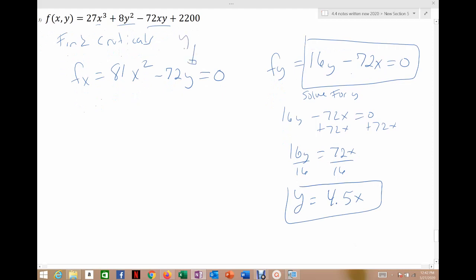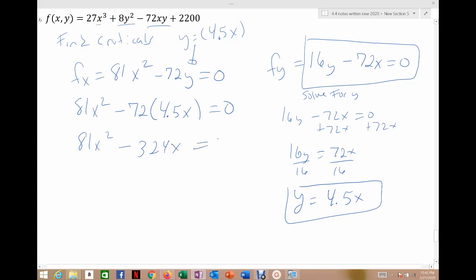Alright, so I'm going to replace my y with 4.5 times x. Alright, so that's my substitution step. So 81x squared minus 72 times 4.5x still equal to 0. And then that's the equation. So first thing I'm going to do is multiply out the 4.5 and 72. 81x squared minus 324x equals 0.